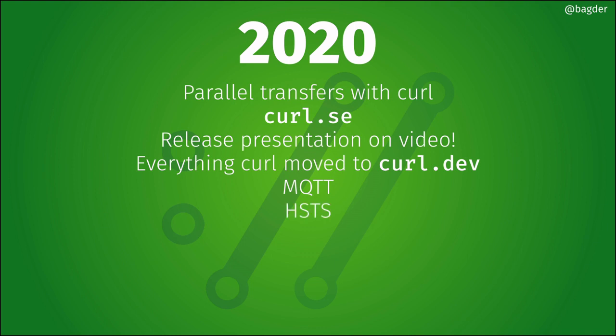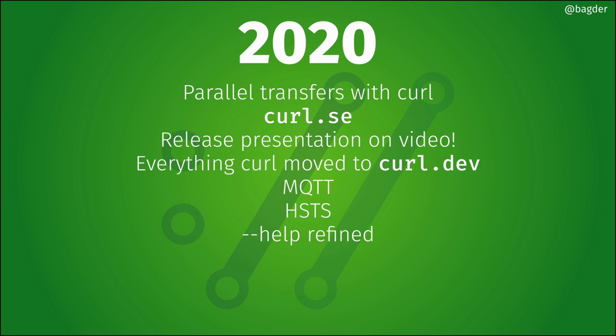Support for HSTS, the way for curl to upgrade HTTP connections to HTTPS transparently, basically, if the server has told you to do that. And this was actually pretty good, I think.